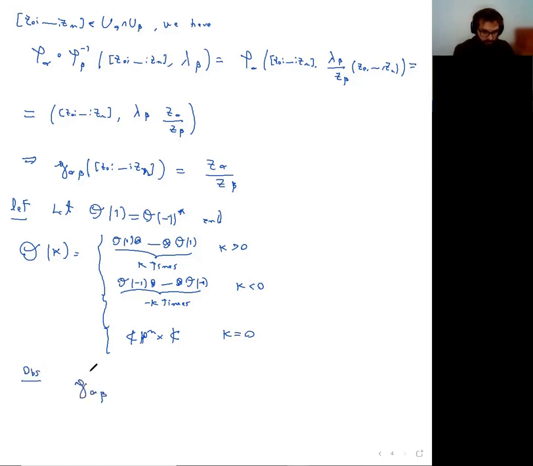So the transition functions for these bundles, well, we know the one for the generator is z alpha over z beta. So this is simply going to be z alpha over z beta to the negative k. Yeah, because the minus one corresponds to z alpha over z beta.